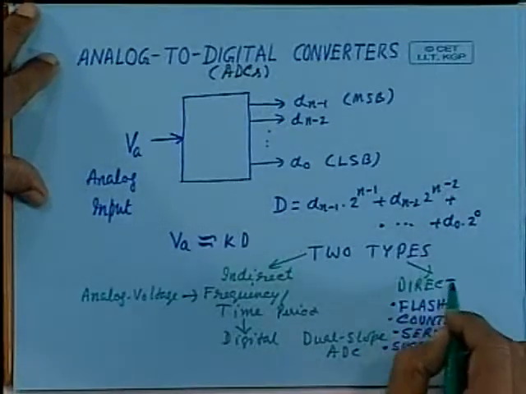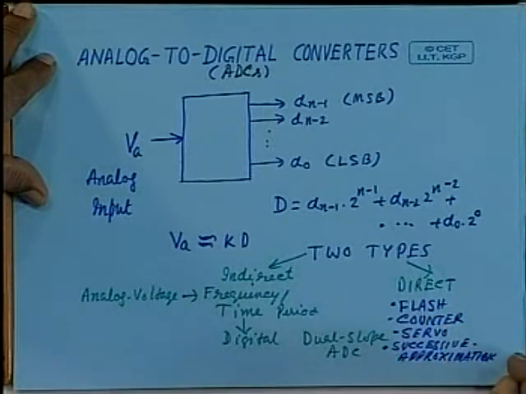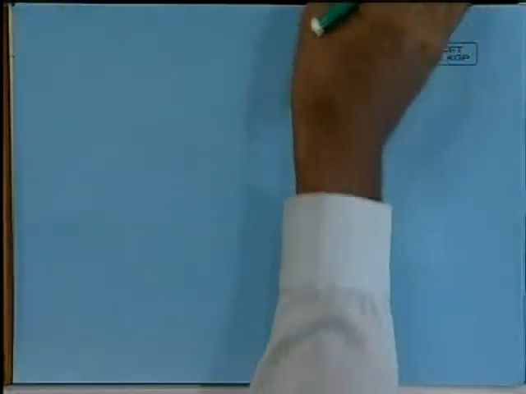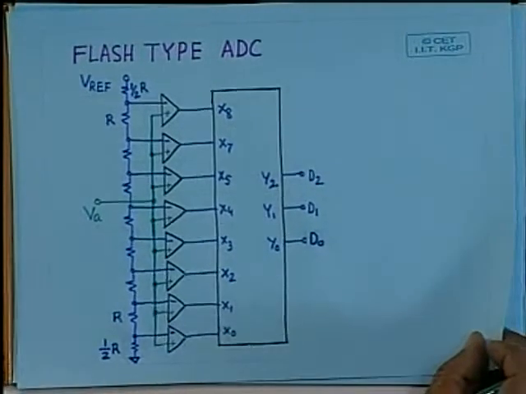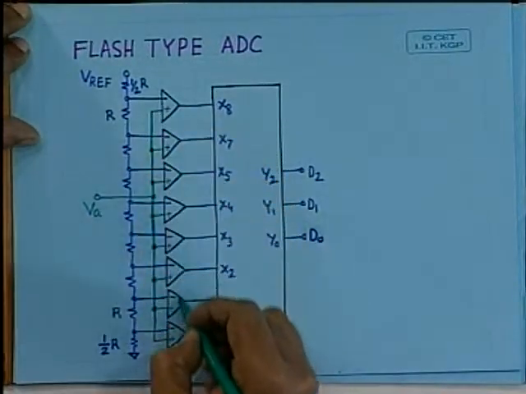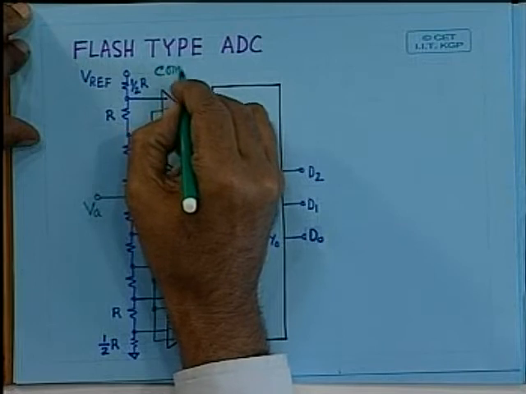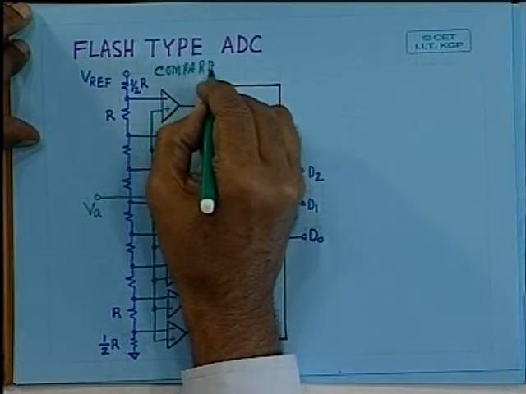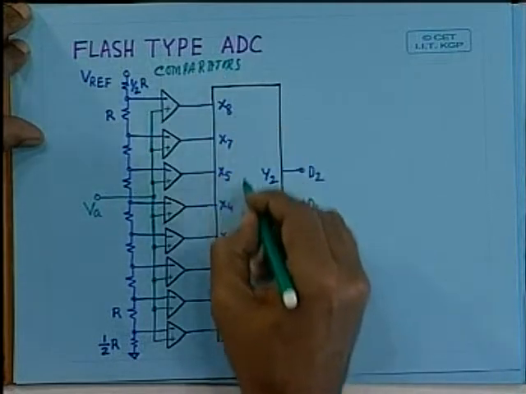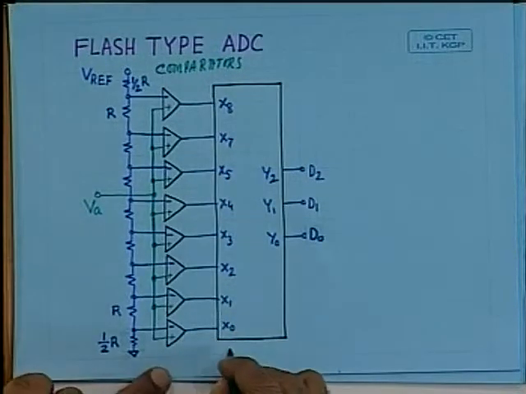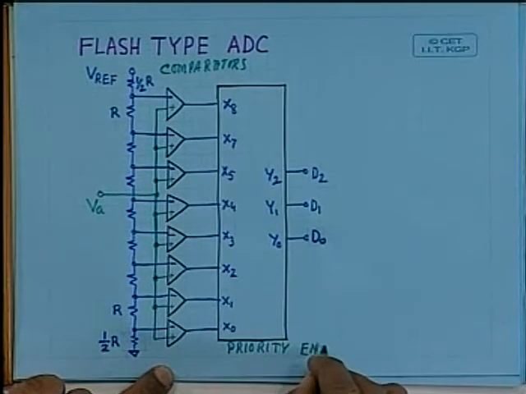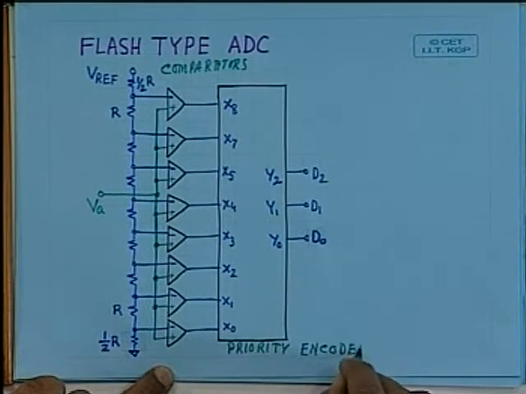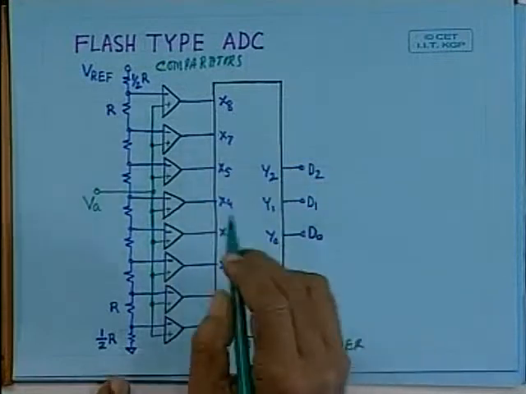Now let us focus our attention to the direct type of AD converters, which are in general faster. First we shall consider the flash type analog to digital converters. Flash type analog to digital converters, as you can see, requires a number of comparators. These are comparators, and this one is a priority encoder. Let us try to understand the operation of this circuit.